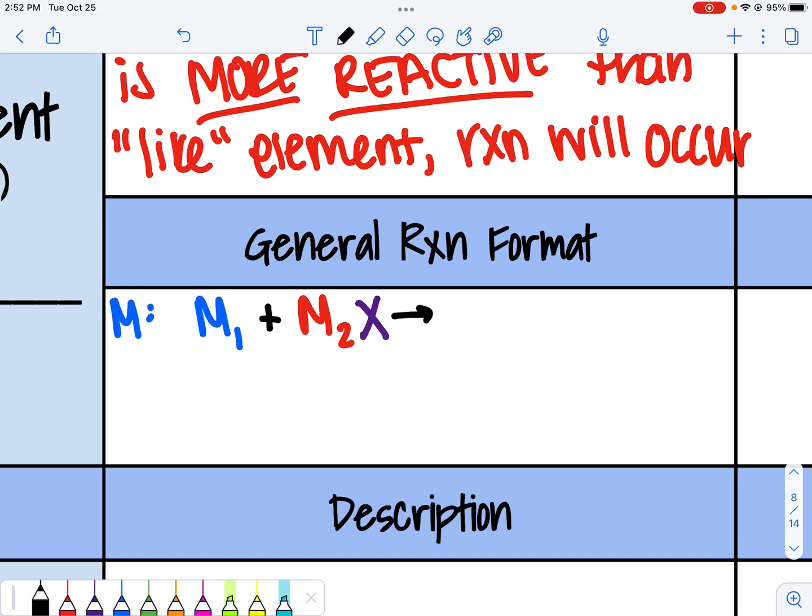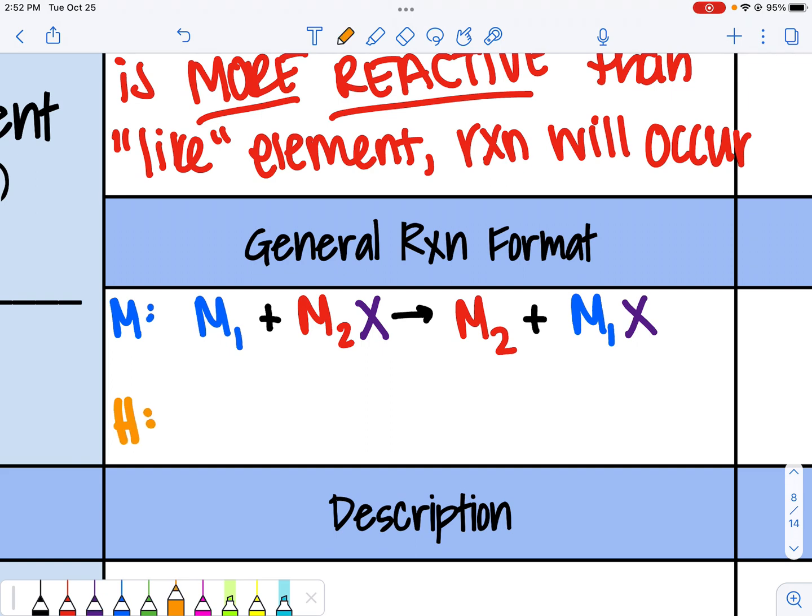If this reaction is going to happen, metal 1, your singular metal, needs to be more reactive than the metal that's in the compound, because this is the like metal. So if that is the case, M1 will come in and replace M2 in the compound, kicking M2 out to become the singular element. So M2 will get kicked out on its own, and M1 will form an ionic compound with X.